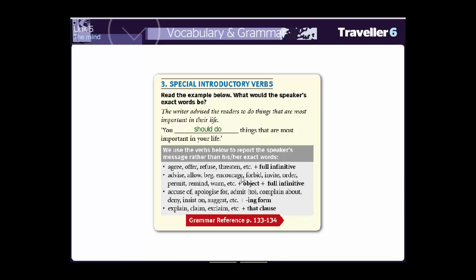Advise, allow, beg, encourage, forbid, invite, order, permit, remind, warn, etc. is followed by object, and the object is followed by to plus infinitive. Accuse of, apologize for, admit to, complain about, deny, insist on, suggest, etc. They are followed by the ing form or the gerund. Explain, claim, exclaim, etc. They are followed by that, and that is followed by a clause. This means subject and verb.